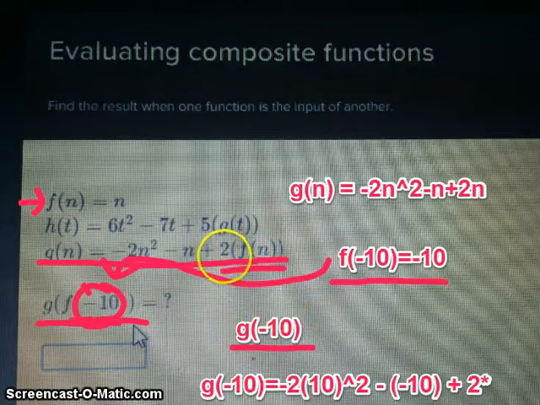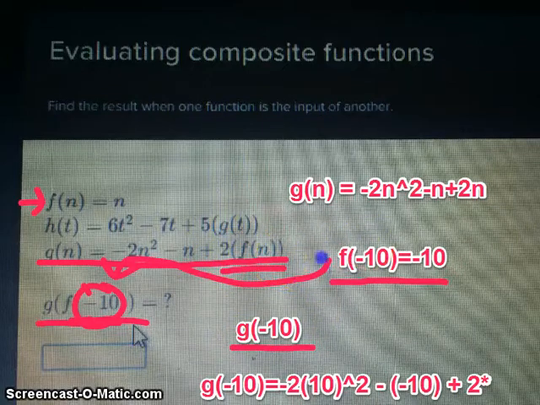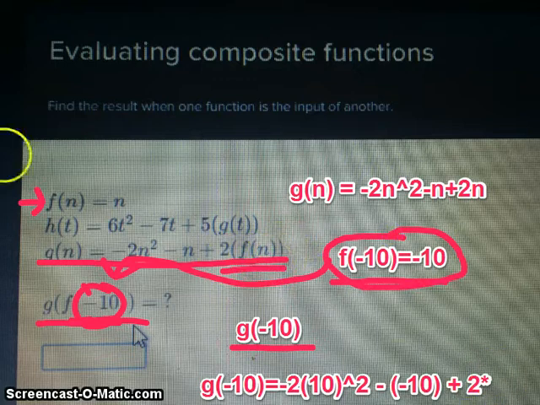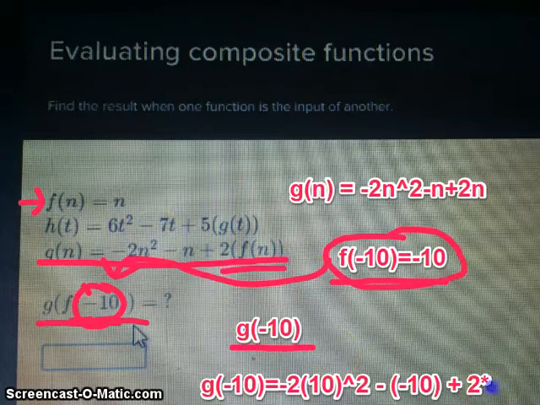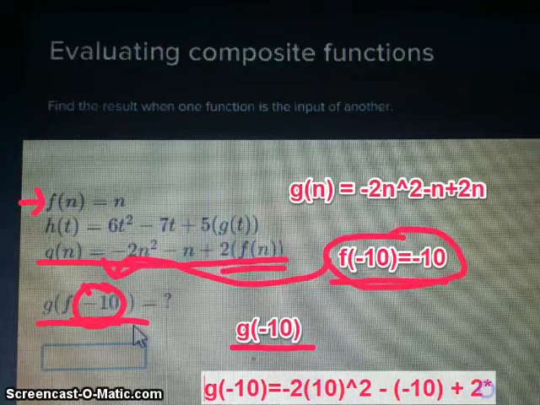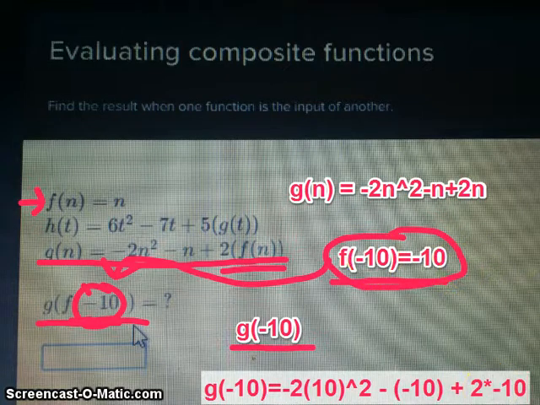Therefore, this is going to be 2 times f of negative 10. We already evaluated that right here. So we already know that f of negative 10, which it's showing you to do here, is going to be equal to negative 10. So you can add that in right there. 2 times negative 10. Now all that's left to do is to evaluate this function using a calculator, or if you want to try to do it in your head.